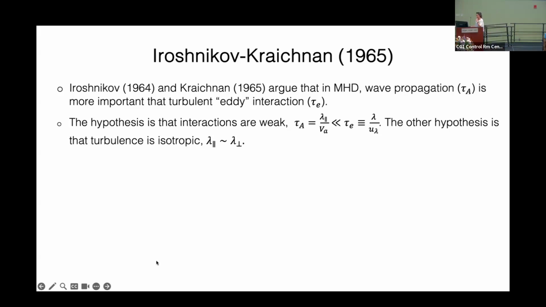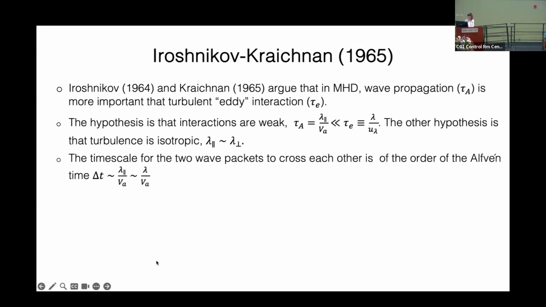All right, so the weakness of the hypothesis is in this inequality, and the isotropy is in the second, which is not an equality. They approximate lambda parallel of the order of lambda perpendicular, so that makes the cascade isotropic. Now, because the shortest time scale is the Alfven time, these Alfvenic eddies, bear with me with this analogy just for the sake of communication, will interact during a time delta t, which is determined by the Alfven time.